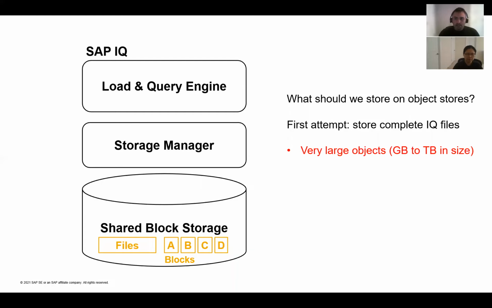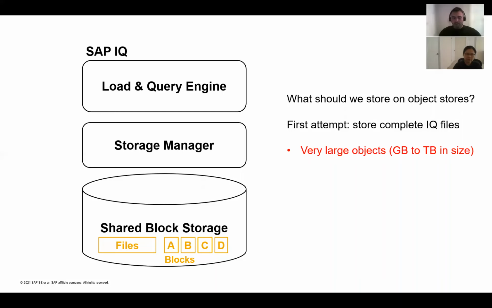Now, IQ files are large objects. They are in the gigabytes to terabytes in size. And when we store these files on object stores, this means we cannot make updates to these files. So once a file is moved from a block storage device to an object store, access to the data in that file has to be in read-only mode.